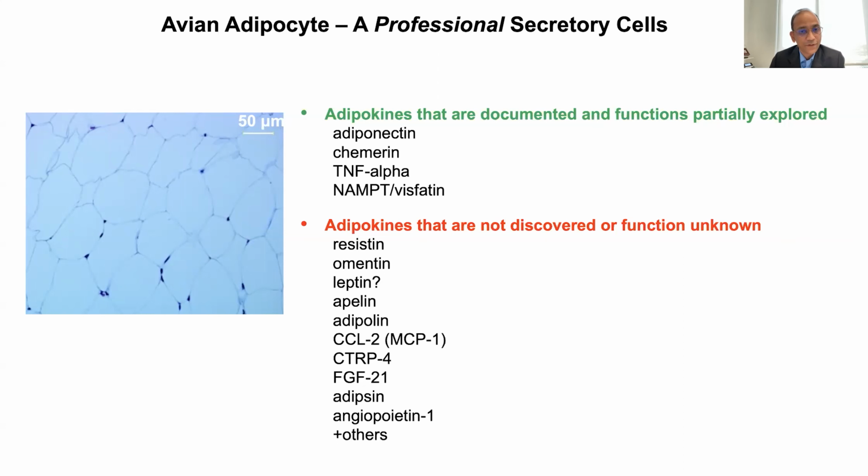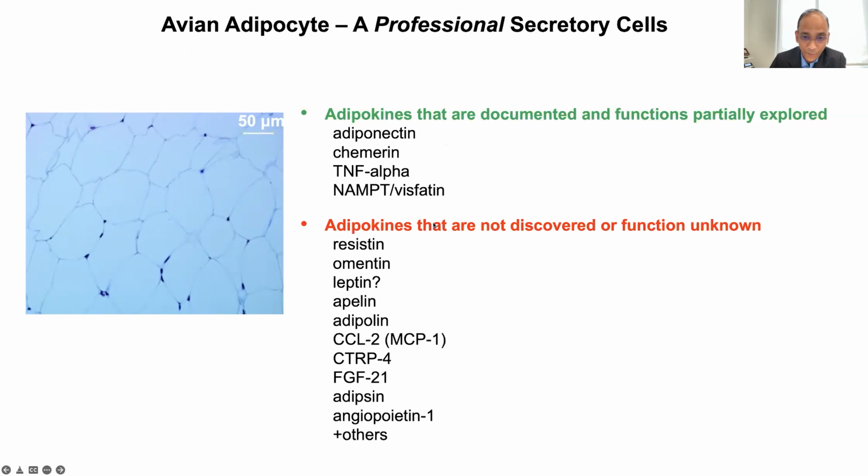So it is not just for storage of energy, but it also produces a whole bunch of hormones and cytokines, collectively called adipokines. And I have put them in two categories in here. The one on top is those adipokines that are documented and we know their function in chicken. On the other hand, there are a whole bunch of them, and I even put plus others because I don't want to list another 100 of them in here, that either are not discovered in chicken or we don't know what exactly they are doing.